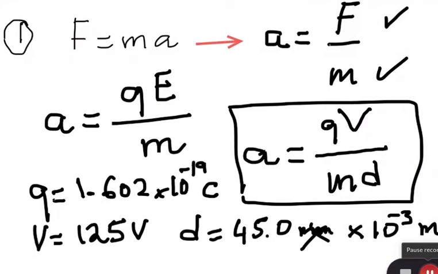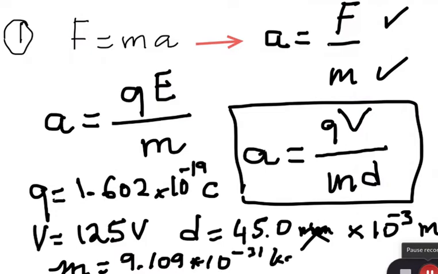And the last thing is about the mass of an electron. The mass of an electron, we have to be in kilograms, is 9.109 × 10^-31 kilograms. So we have to use all of this data, then plug them in, then solve for a.